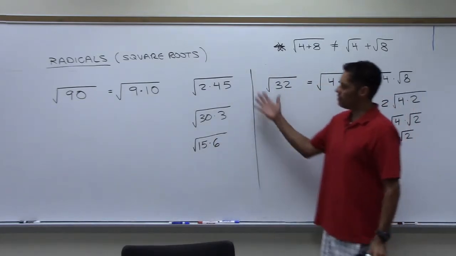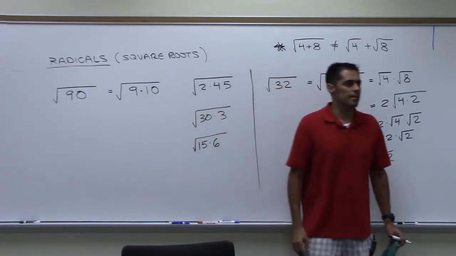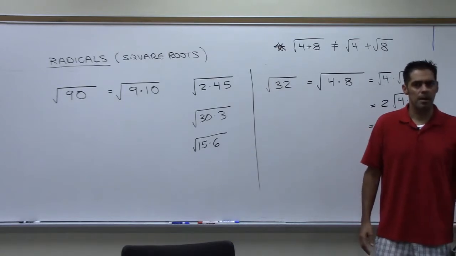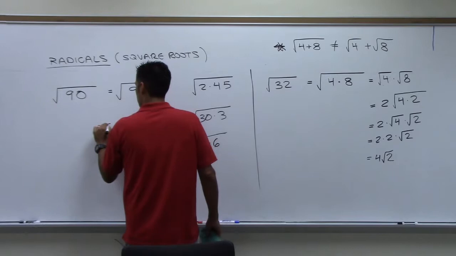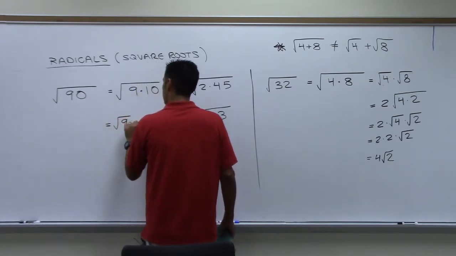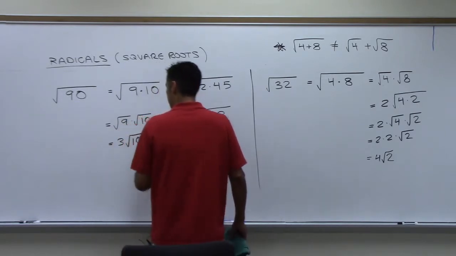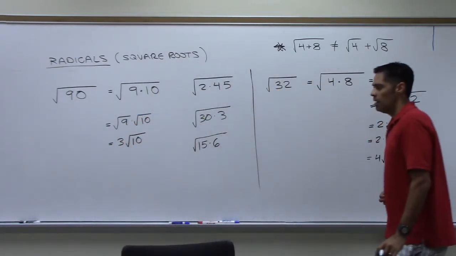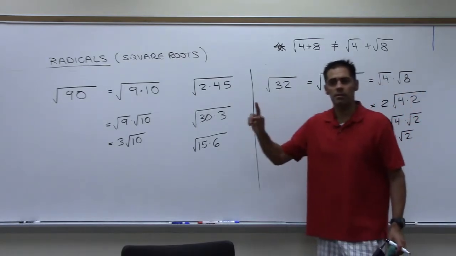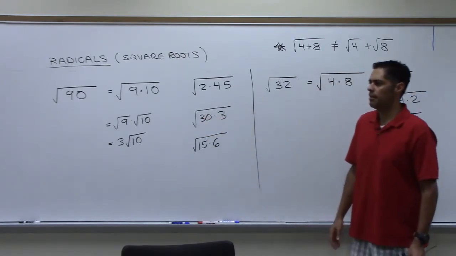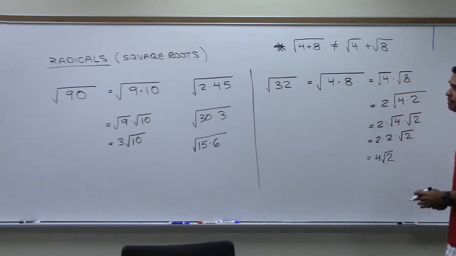Of all of these, this is the only one that I see that contains a perfect square in it, right? 9 is 3 squared. So I'm going to go with this one. This is going to be root 9 times root 10, which is 3 root 10. 3 times the square root of 10. And the 10 can't be broken down, right? Because 10 is 2 times 5, and you can't go anywhere with that. They're prime, you're done.